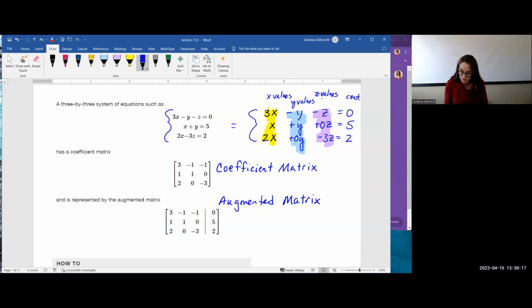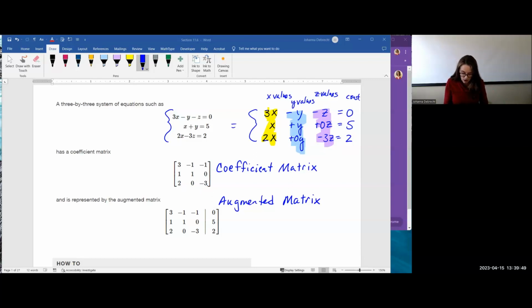So for this one, I've got a 3, a -1, and a -1. So my first row becomes 3, -1, -1. Then I have a 1, and I didn't have any Z's, so that becomes a 0. So I have 1, 1, 0 for row 2. And then I had a 2, I didn't have any Y's, so that becomes a 0, -3, so 2, 0, -3. So this forms the left half of the augmented matrix.